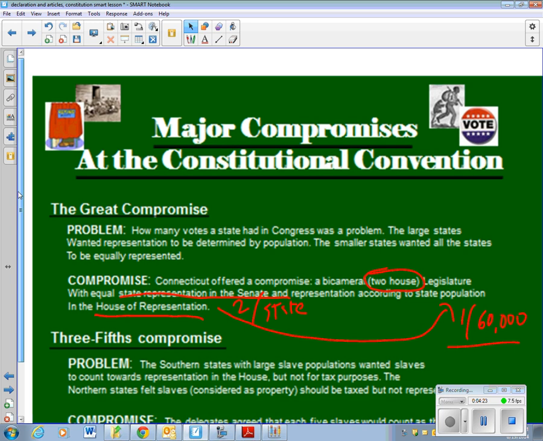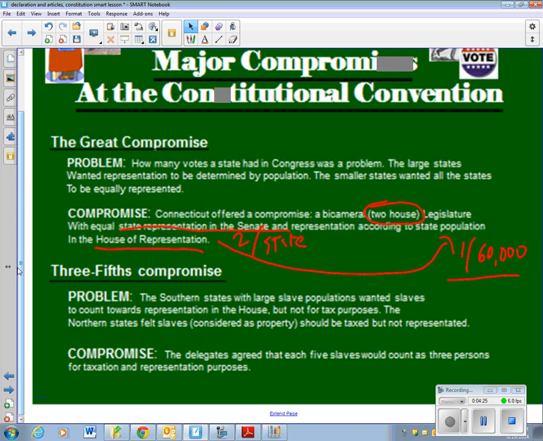Now, once we solve that one, we have to figure out what we're going to do with the slaves, all right? We should remember this one from U.S. history. Basically, southern states wanted slaves to count in the population. After all, they're people. And northern states felt that they shouldn't because they're not represented. So they came up with a compromise that was actually a number that was arrived at a couple years earlier, in a compromise about navigation issues and taxation and things like that, and they decided on 3/5.